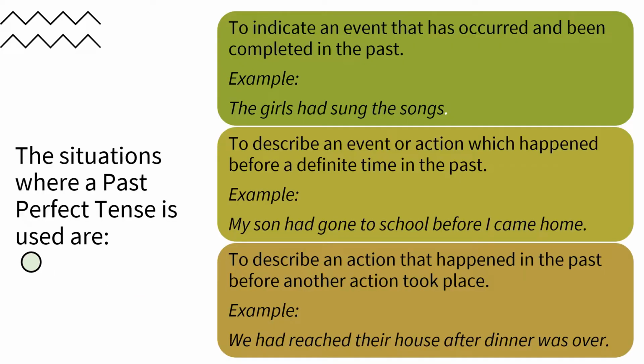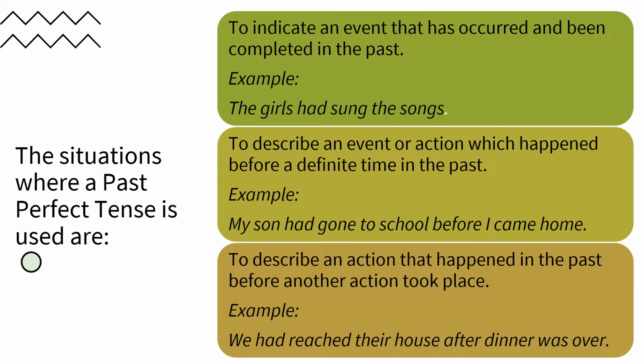place. The situations where a past perfect tense is used are to indicate an event that has occurred and been completed in the past. For example, the girls had sung the songs. To describe an event or action which happened before a definite time in the past. For example, my son had gone to school before I came home.